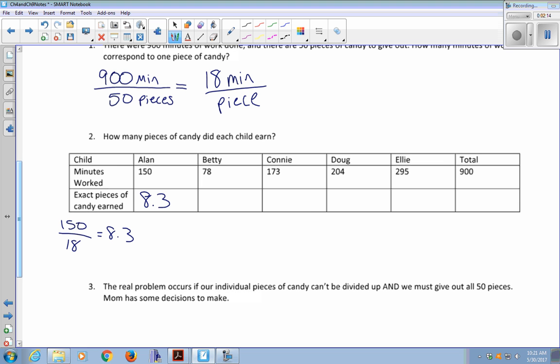All right, 78 divided by 18 is 4.3. And I'm rounding these. It's actually 4.3 repeating. 173 divided by 18 minutes is 9.6. And then Doug, 204 divided by 18 is 11.3. 295 divided by 18 is 16.4, if you round it. And total, 900 divided by 18 should give me all 50 pieces of candy.